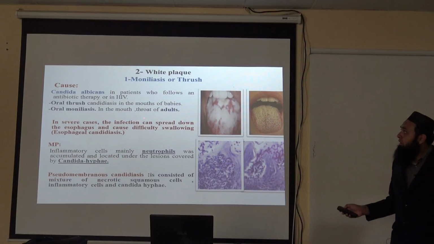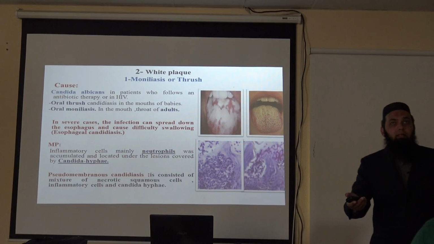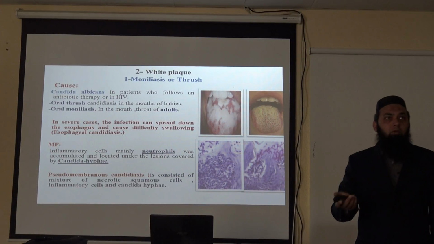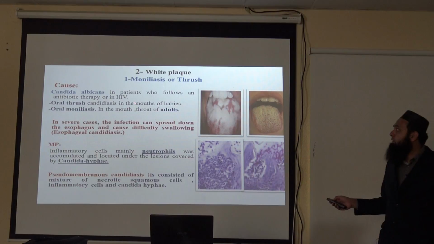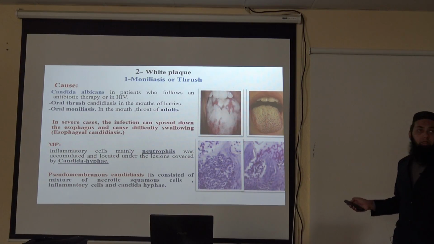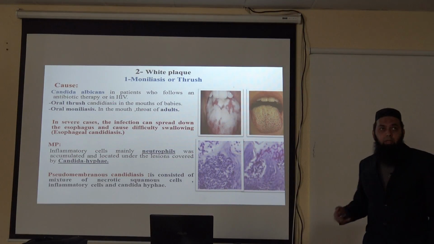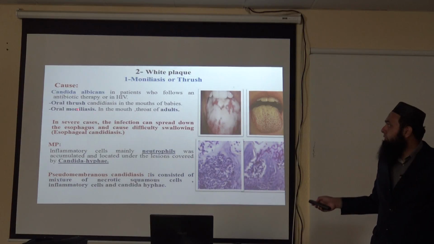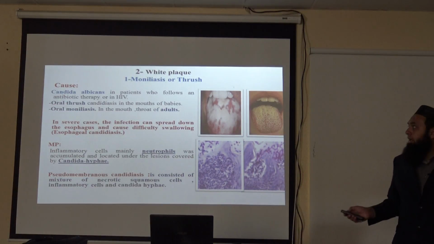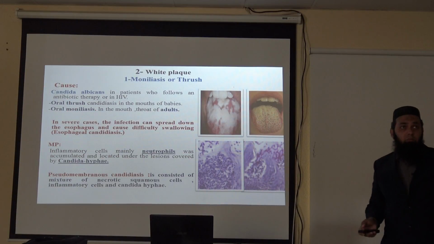Candida albicans in patients who follow antibiotics or have HIV. So again, those who are low in immunity. Usually in those patients, this white covering occurs. Cause is mainly Candida albicans. Oral thrush is candidiasis in the mouth of babies, and oral moniliasis in the mouth and throat of adults. If the patient is a baby, we usually call it oral thrush, and if that is an adult person, we call it oral moniliasis.